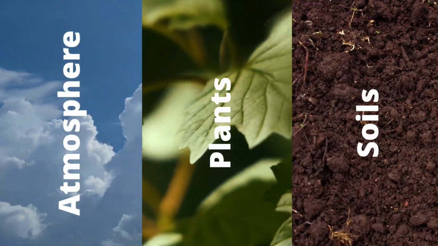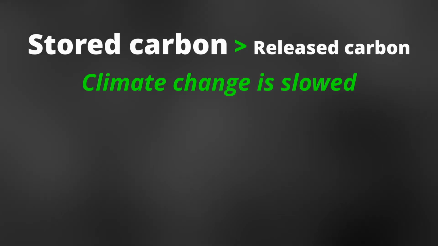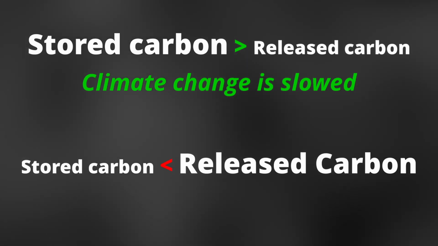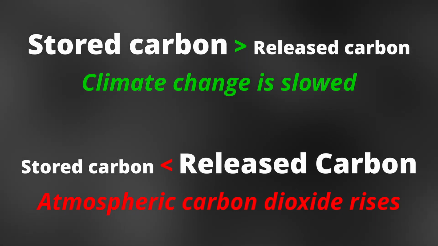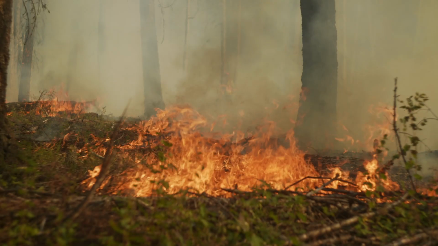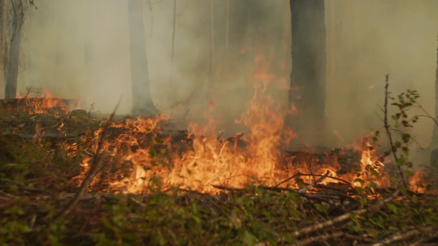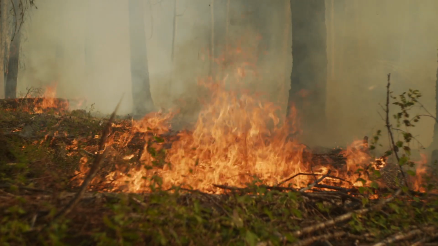Carbon constantly moves between the atmosphere, plants, and soils. If more carbon is stored than released, we slow climate change. If more carbon is released than stored, atmospheric carbon dioxide rises. Deforestation, forest fires, and soil degradation can release large amounts of stored carbon.